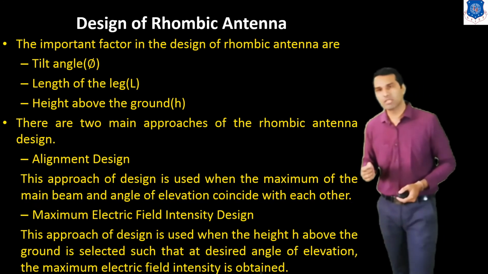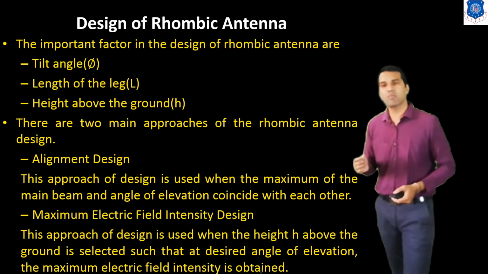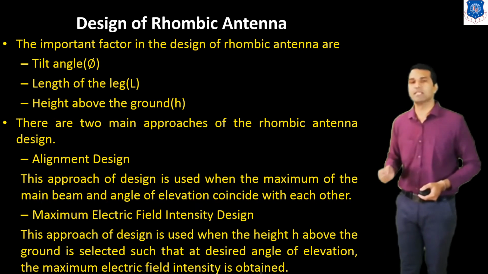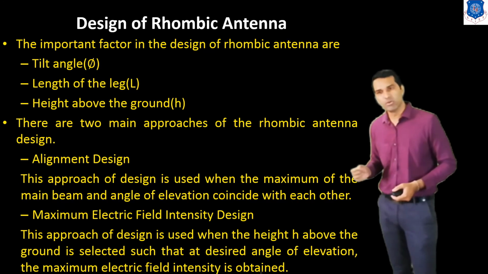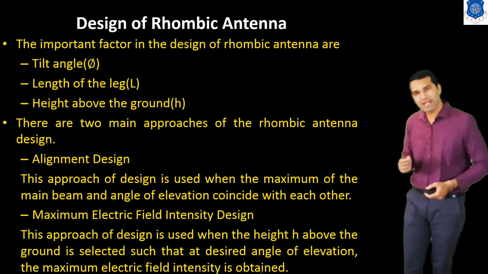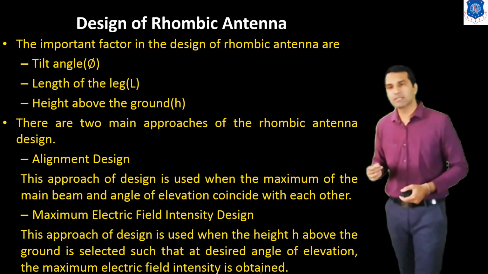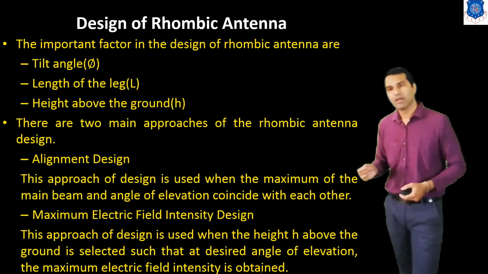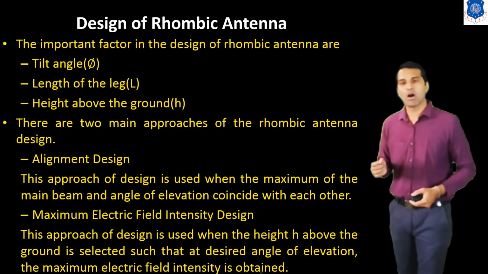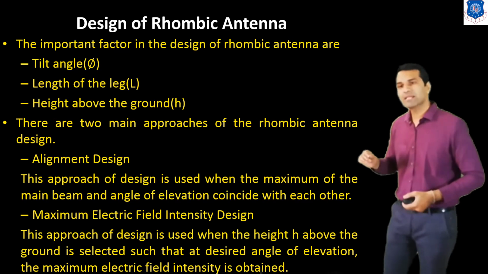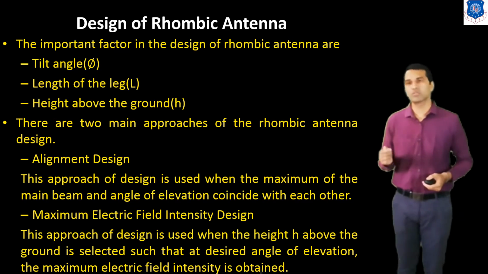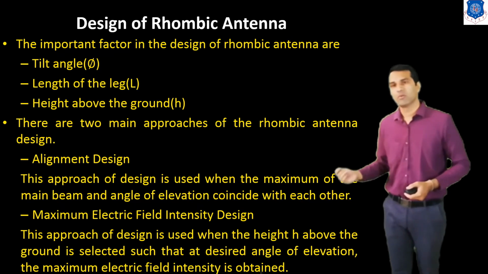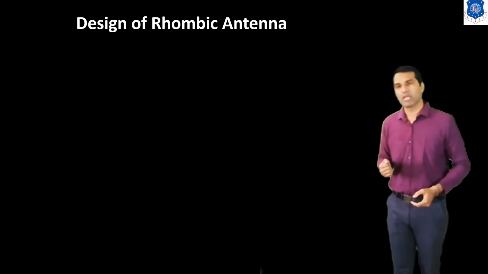And the second approach is the maximum electric field intensity design. That means this approach of the design is used when the height h above the ground is selected such that at the desired angle of elevation, the maximum electric field intensity is obtained. So these are the two approaches for the designing of the rhombic antenna.